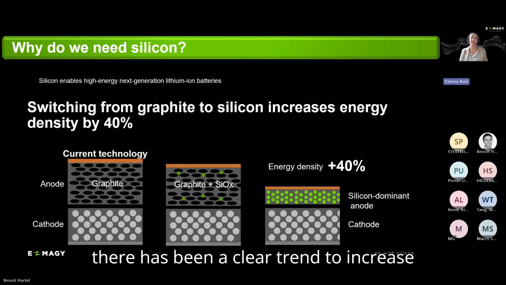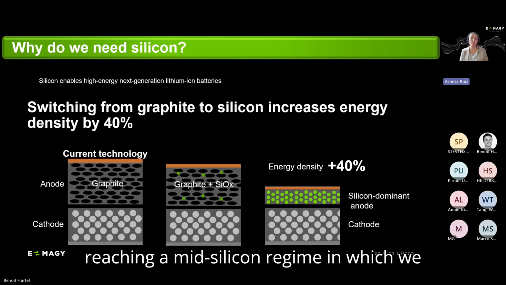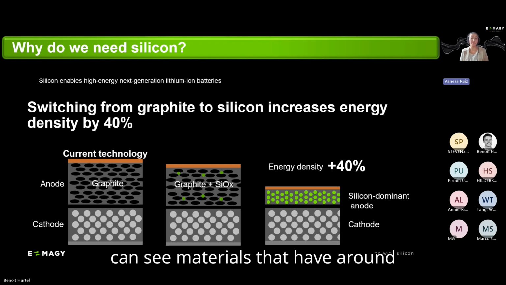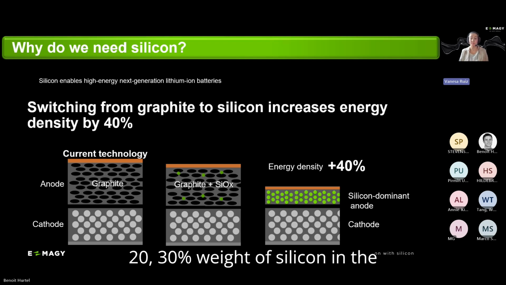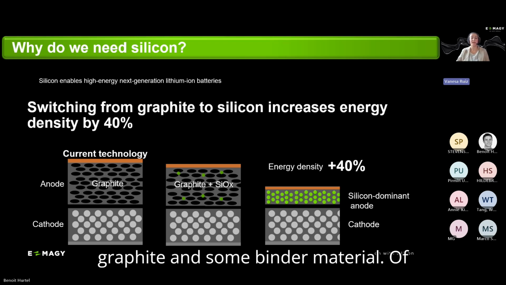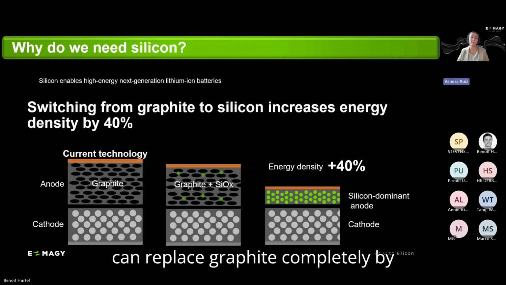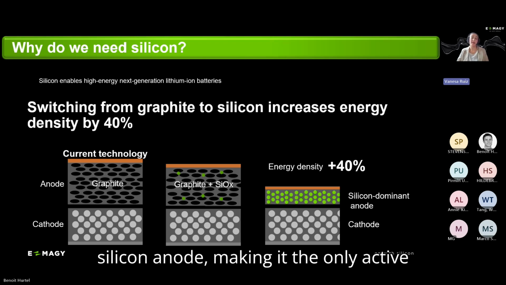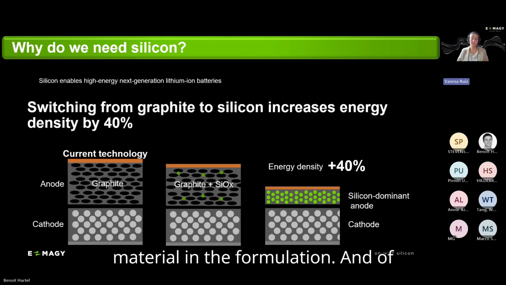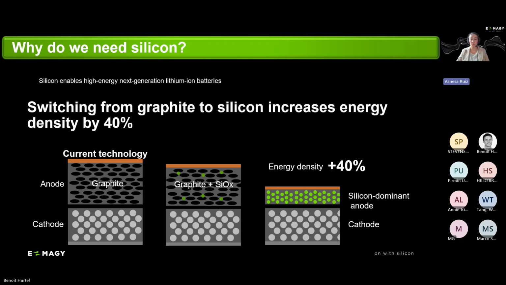In the last decade, there has been a clear trend to increase the amount of silicon more and more, reaching a mid-silicon regime in which we can see materials that have around 20-30% weight of silicon in the formulation, the rest still being graphite and some binder material. Of course, the ultimate scenario is when we can replace graphite completely by silicon anode, making it the only active material in the formulation. And of course, this allows for an impressive increase of energy density of up to 40%.